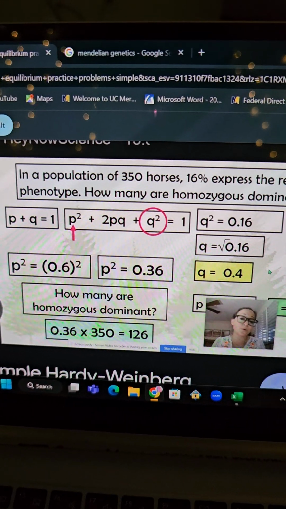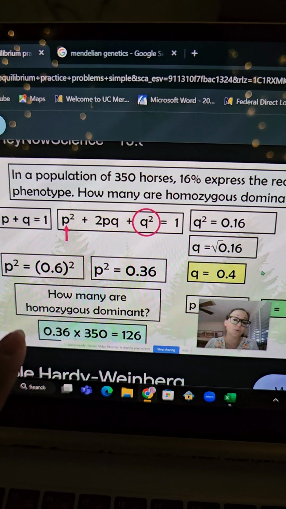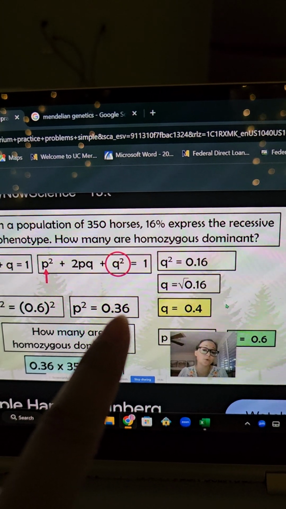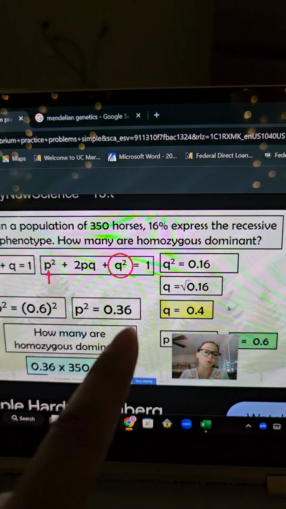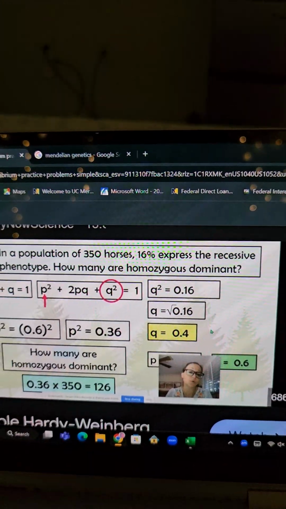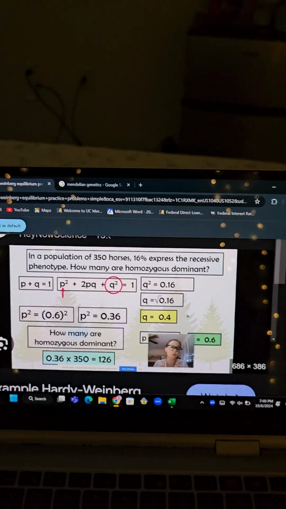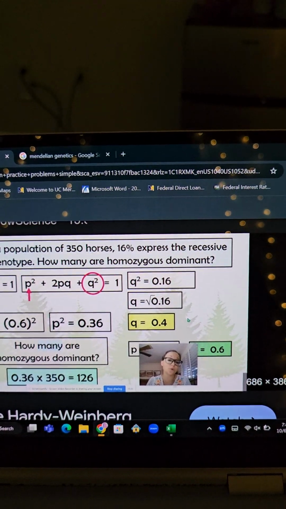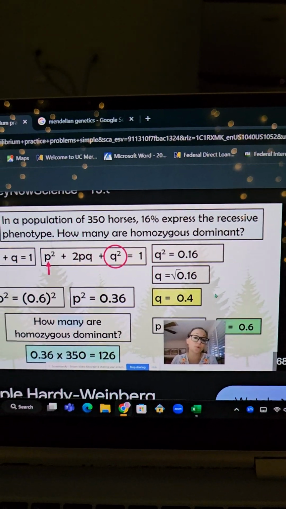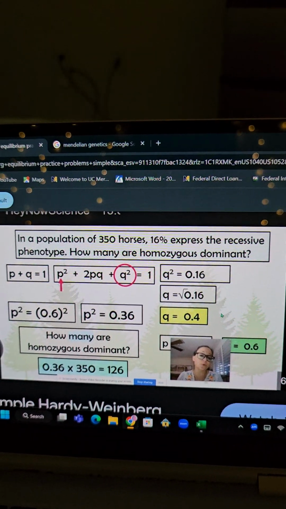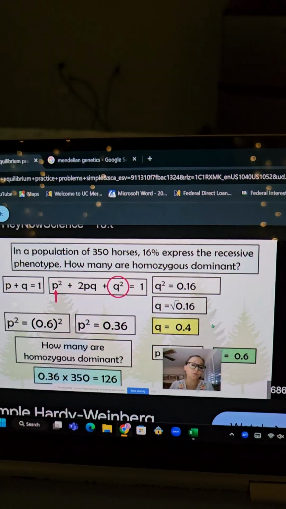And let's see. So that would mean that the dominant has a lot, because 36% of them have longer legs rather than the 16%. So we can infer that the dominant gene has some sort of evolutionary advantage for the horses over the shorter legs that are had by the 16%.